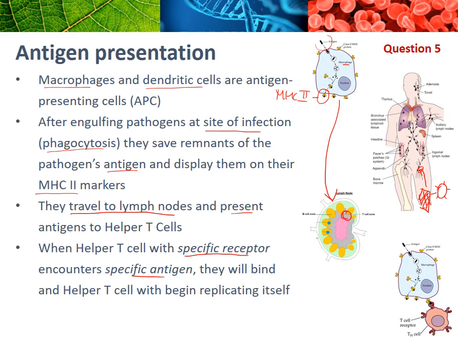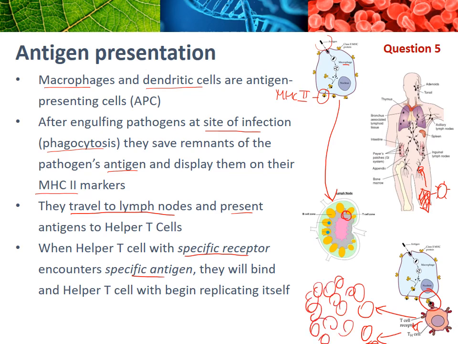This helper T cell receptor has bound with that specific antigen. And when that happens, this helper T cell will start replicating. Okay, you'll have two, and then it'll keep replicating. So this helper T cell that's going to fight this specific infection has started making heaps of copies of itself. Okay, have a go at question 5, and then come back in and we'll kind of look at that again in a slightly different way.